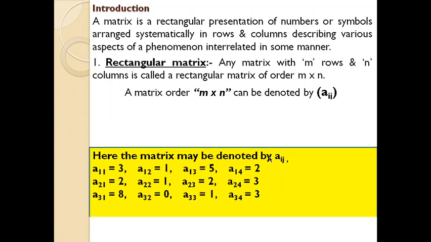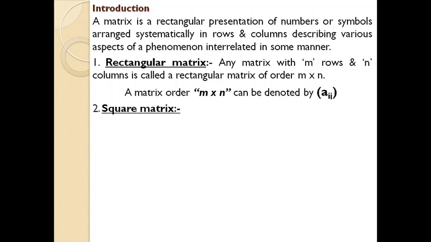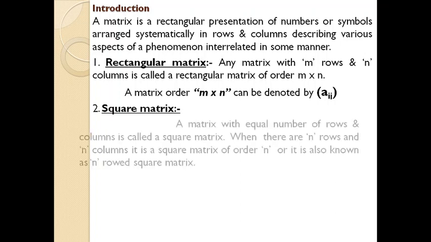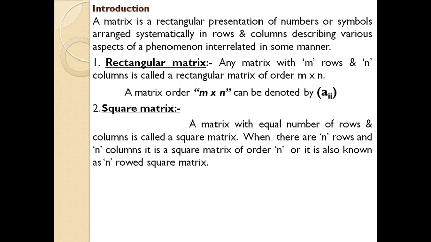Next one, square matrix. As the name suggests, a square matrix means a matrix that is in the form of a square. A matrix with an equal number of rows and columns is called a square matrix. When there are n rows and n columns, it is a square matrix of order n, also known as an n-rowed square matrix. We will discuss the same with an example, then you will understand the theory.